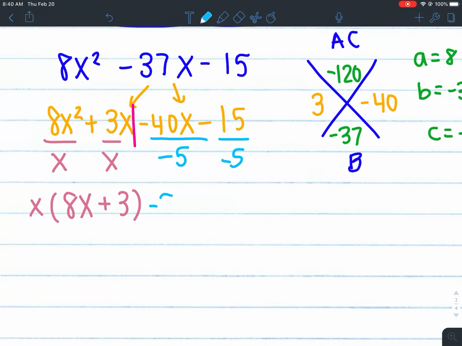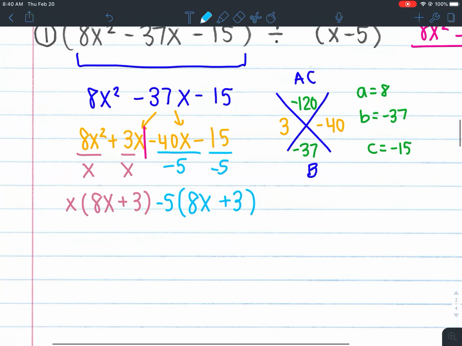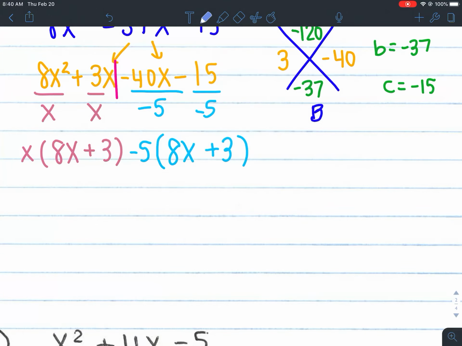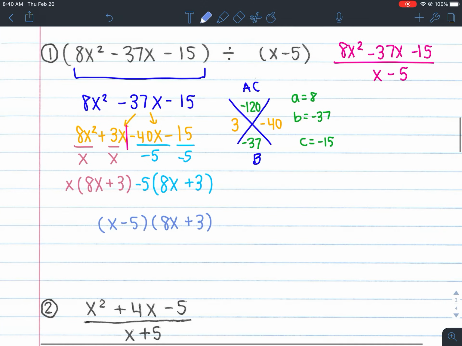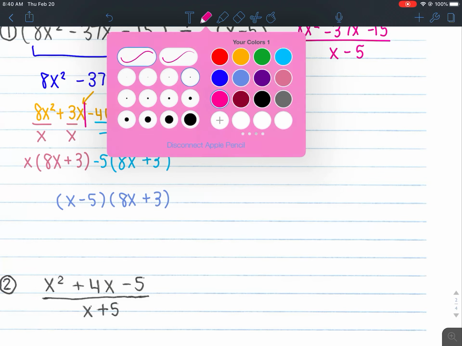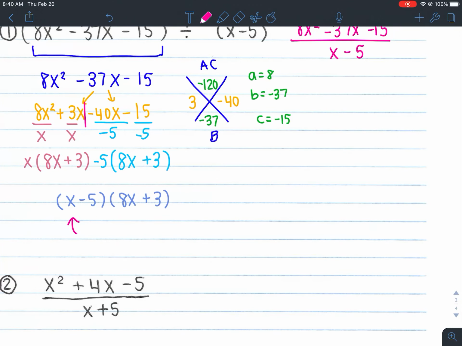Okay, so that would be negative 5. Negative 40 divided by negative 5 is positive 8, and then negative 15 divided by negative 5 is positive 3. You want to make sure your parentheses match here. So my two factors are x minus 5 and 8x plus 3. Now again, we just factored that trinomial from earlier, right? So this is the same thing as 8x squared minus 37x minus 15.